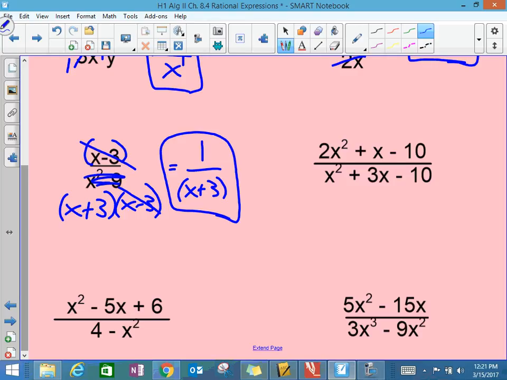So just because we had nothing on the bottom doesn't mean the x plus 3 gets to go up there, right? It still has to stay on the bottom of the fraction. Okay? All right, let's look at the next one.